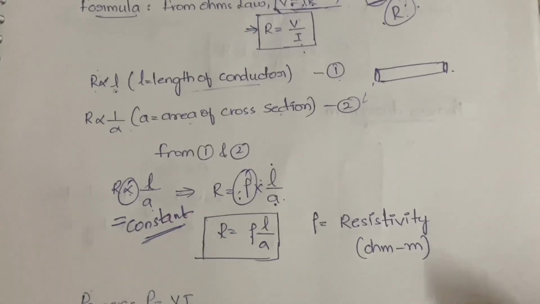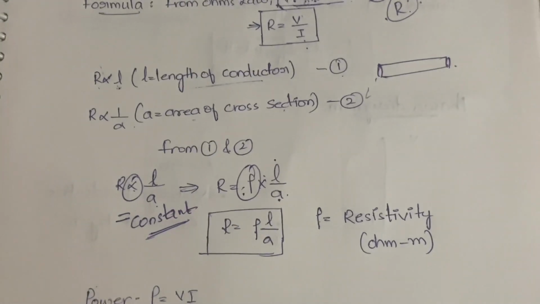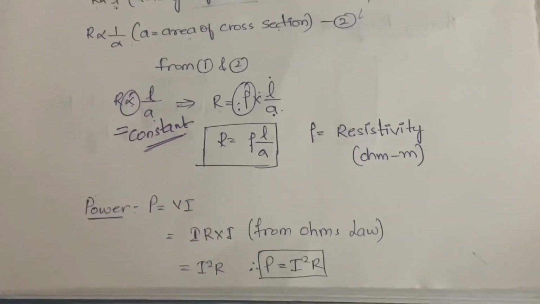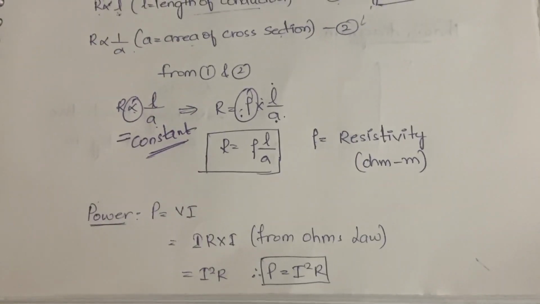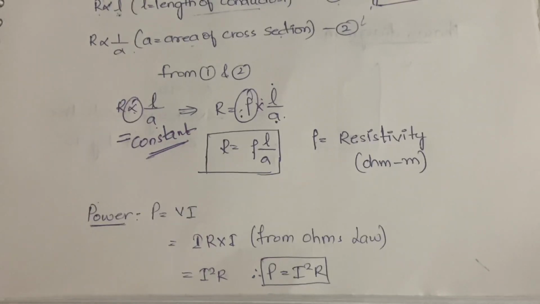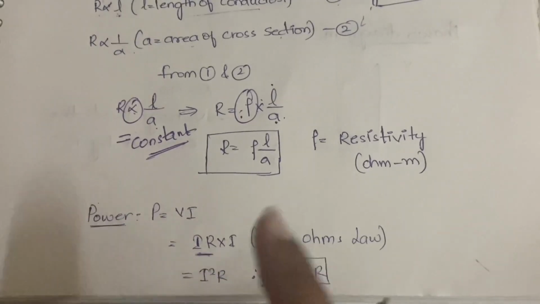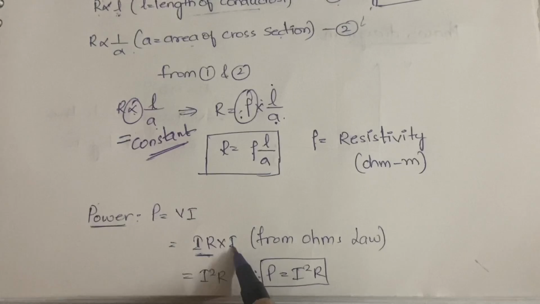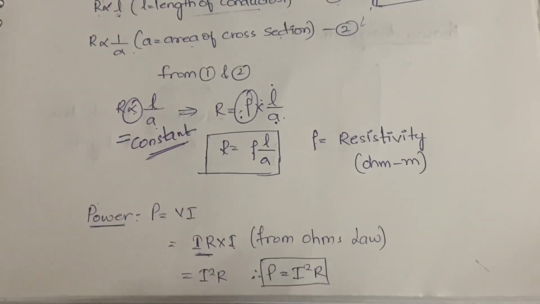Okay, and we have another formula also. Basically, this formula is to calculate the power. The power formula is V into I. In all three cases, in case of resistance, capacitance, and inductance also, the formula for power is P is equal to V into I. Now, what is V? V is equal to IR from Ohm's law. And I, current, you keep as it is. So it is IR into I, that is I square R. P is equal to I square R.